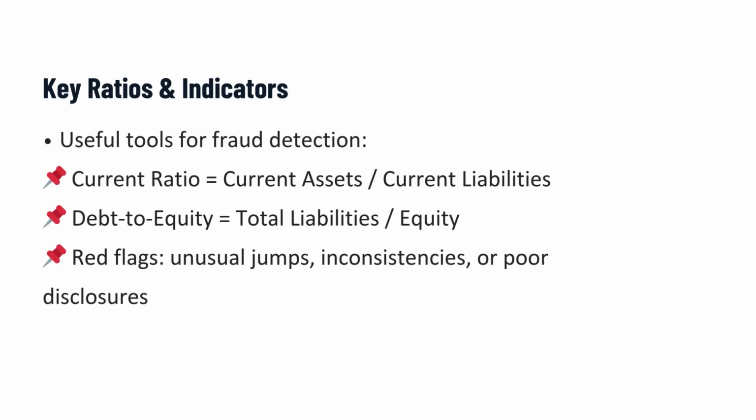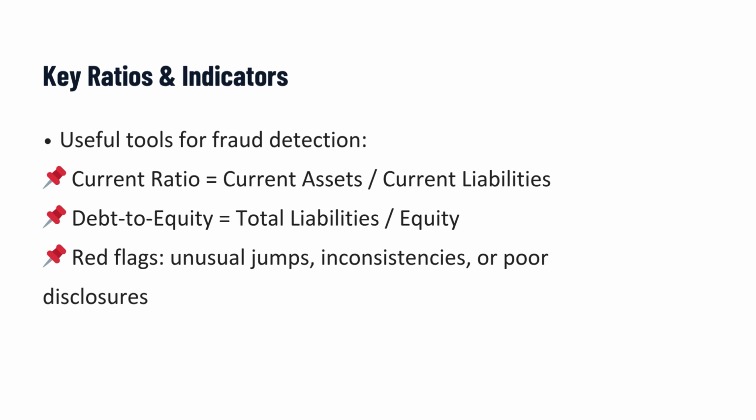Key ratios and indicators. Balance sheets are more than just numbers. They help calculate ratios that detect risk. The current ratio shows liquidity. The debt-to-equity ratio reveals financial leverage. Watch for unusual changes or incomplete disclosures. They might be signs of fraud hiding in plain sight.